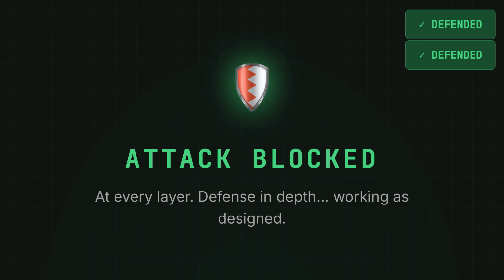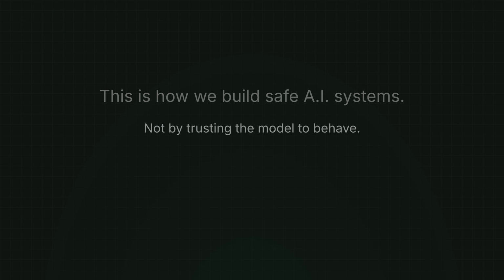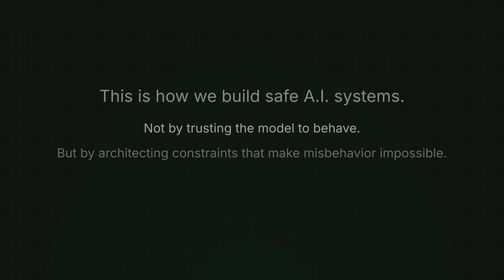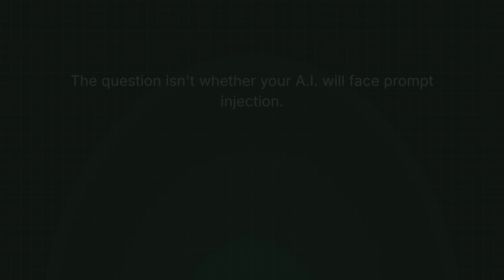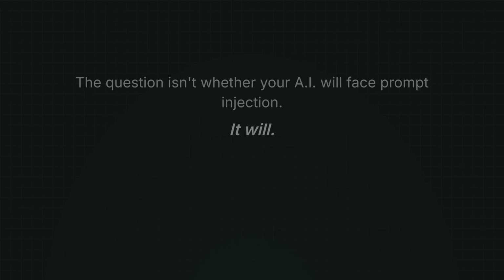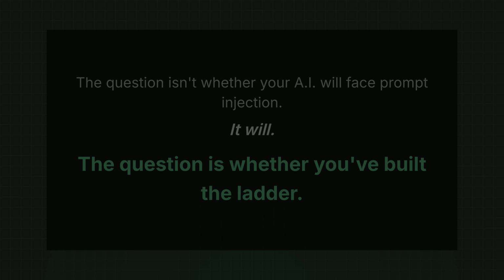That's the whole point. This is how we build safe AI systems, not by trusting the model to behave, but by architecting constraints that make misbehavior impossible, not by hoping instructions are followed, but by validating every action at the edge. Verify, then execute, never the reverse. The question isn't whether your AI will face prompt injection. It will. The question is whether you've built the ladder.